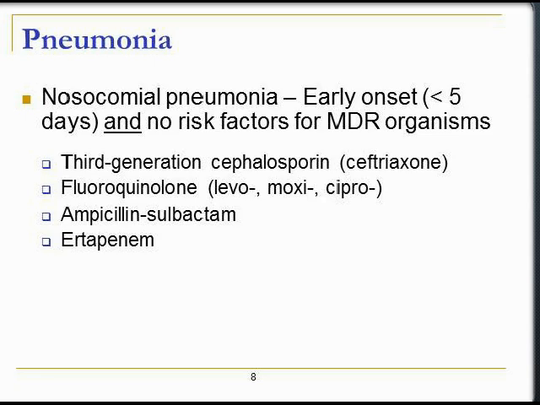So if you're in this early onset part of the algorithm, then the recommendations are single drug therapy with either a third generation cephalosporin, usually ceftriaxone, a fluoroquinolone, and I've listed the ones that are recommended there, levo, moxi, or cipro, ampicillin-sulbactam, or ertapenem. So one of those 4 options alone for treating the pneumonia.